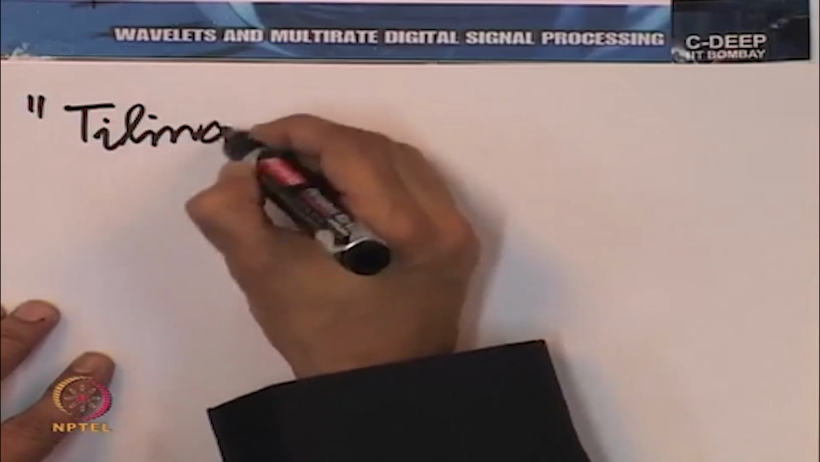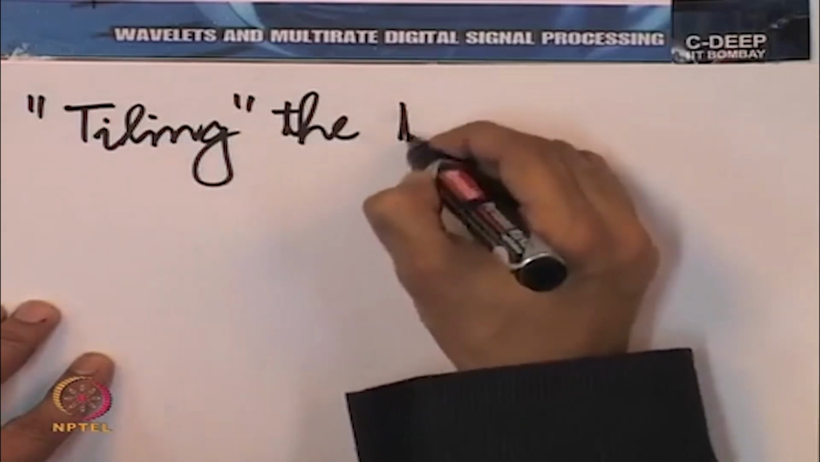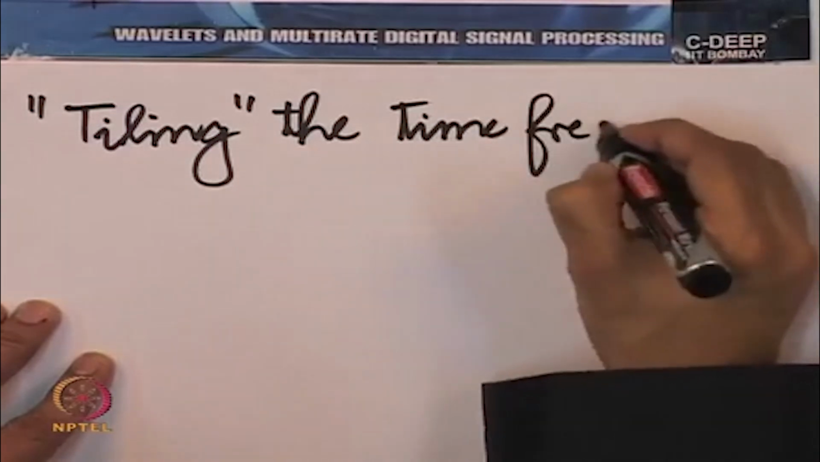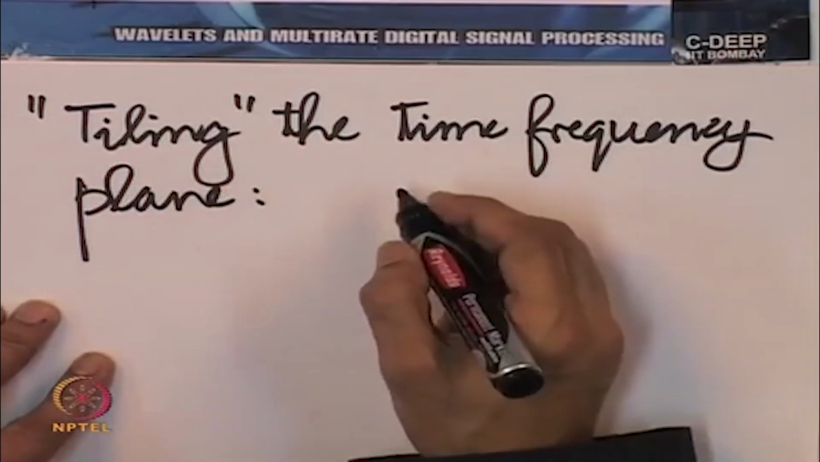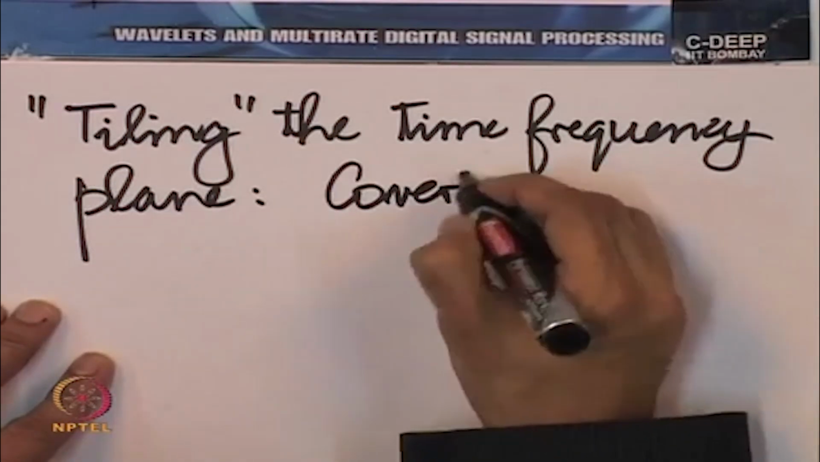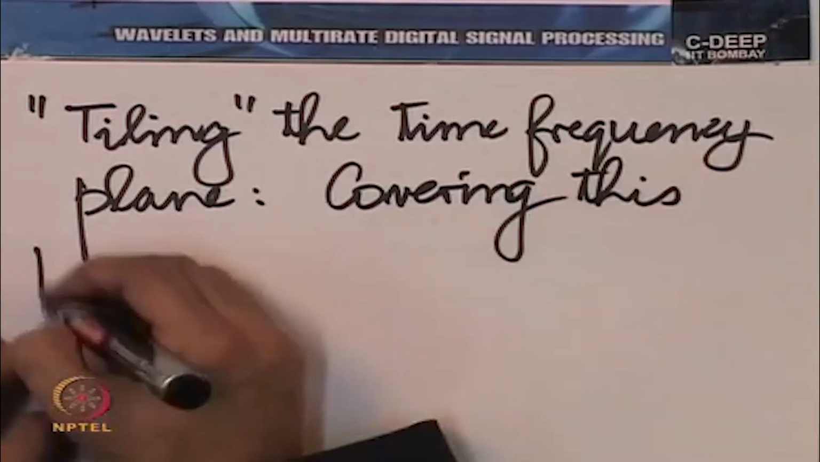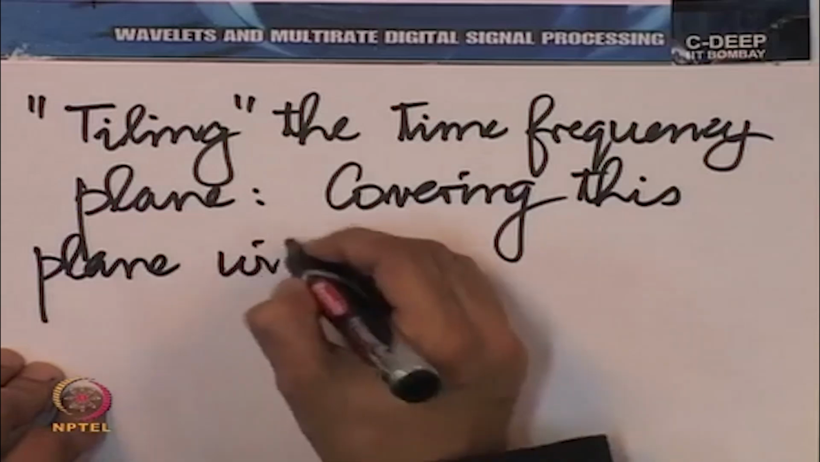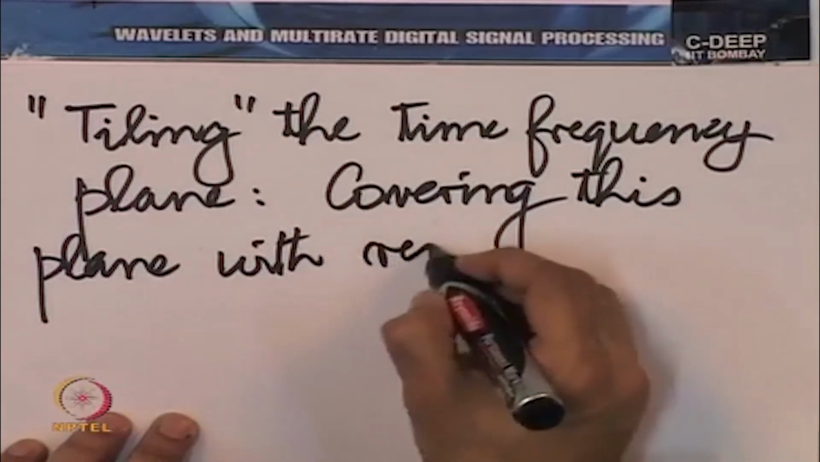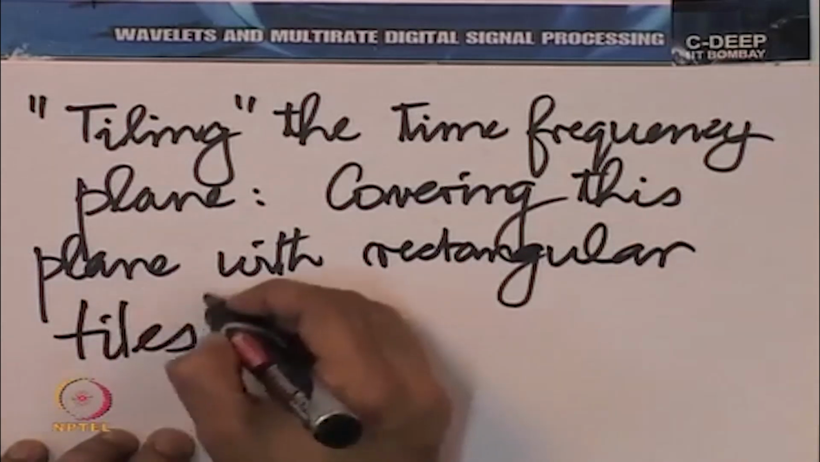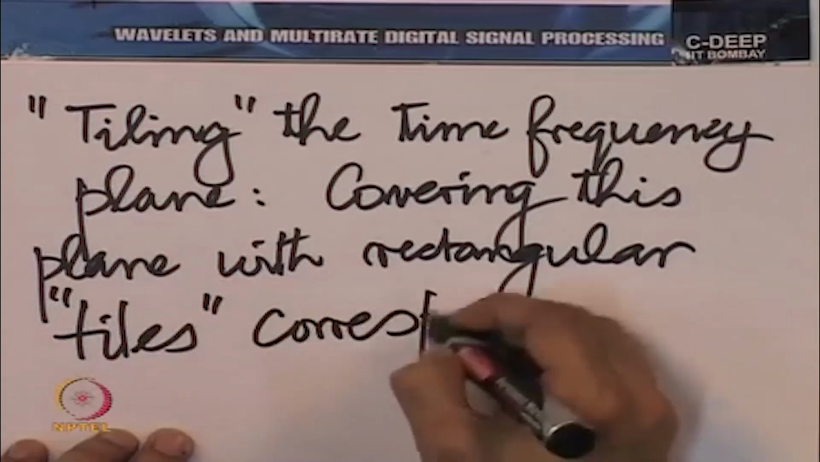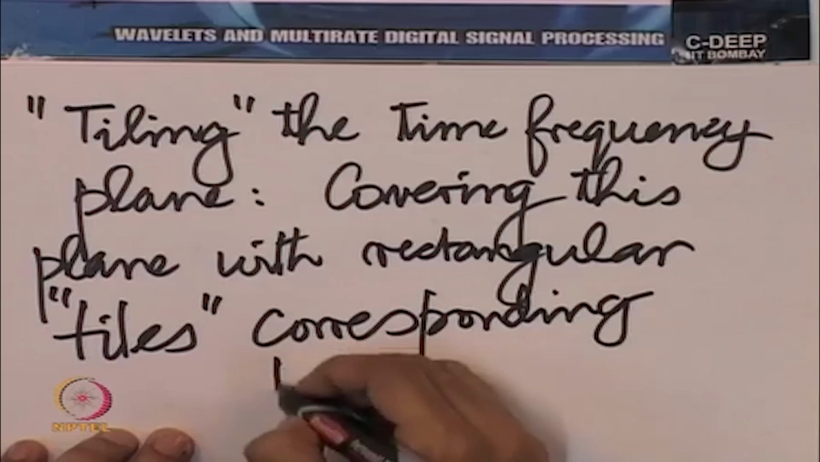Now, we can talk of what is called tiling the time frequency plane. It essentially means covering this plane with such rectangles, with rectangles corresponding to functions. In fact, I will say rectangular tiles, corresponding to such functions.